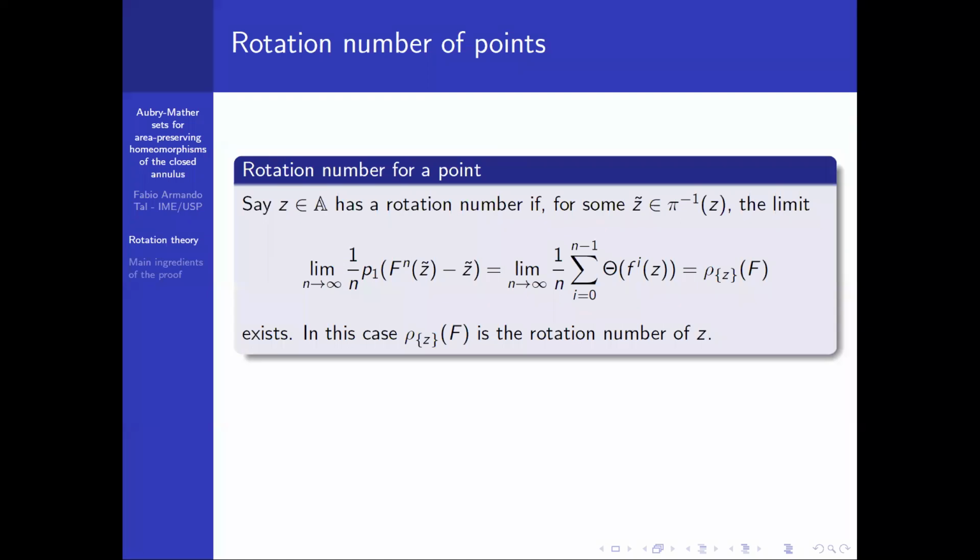What's different from the case of the circle is that now points do not need to have a rotation number. It's not clear that points need to have a rotation number. It's not that easy to see an example, but I'll give an example soon.